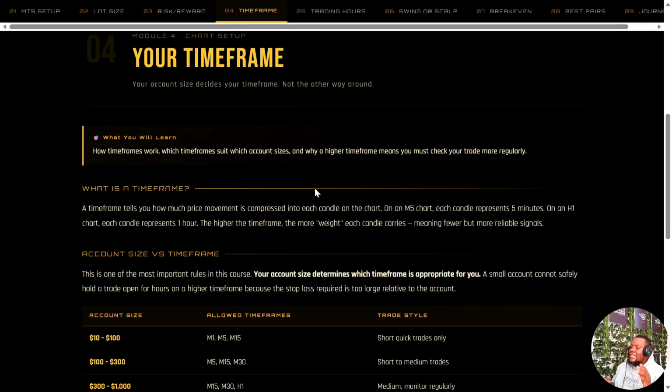What is a time frame? Basically, a time frame tells you how much price movement is compressed into one candle on the chart. If we're on the 5 minute time frame, every 5 minutes a candle will open and close, and it will take another 5 minutes to open and close the next one. If we're on the 4-hour time frame, every 4 hours the candle will close. That's what time frame means.